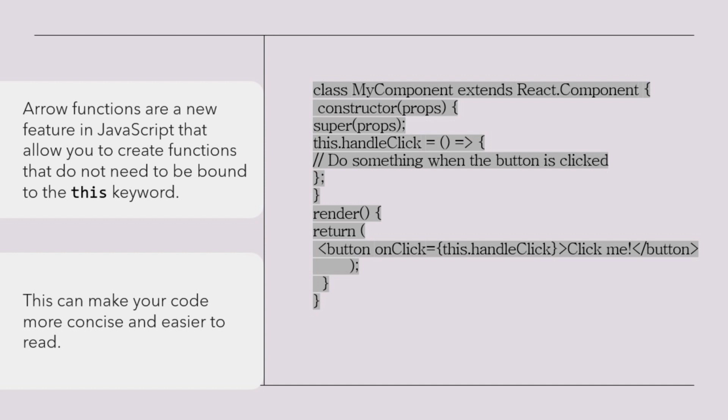class MyComponent extends React.Component. constructor(props). super(props). this.handleClick = an arrow function. // do something when the button is clicked. render(). return <button onClick={this.handleClick}>Click me</button>.